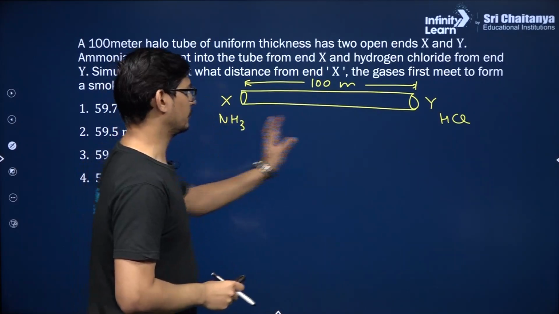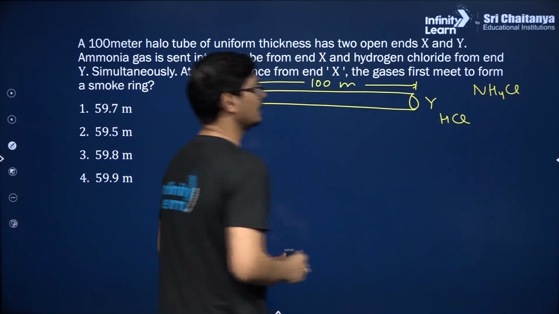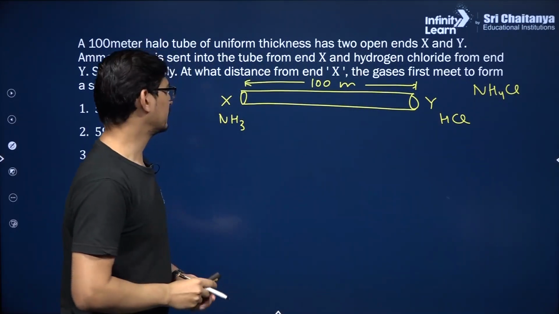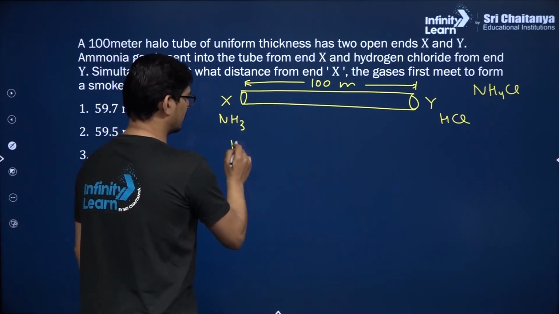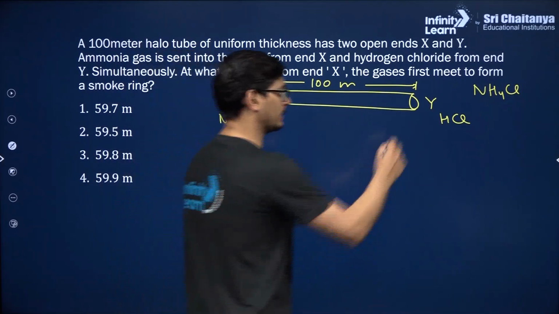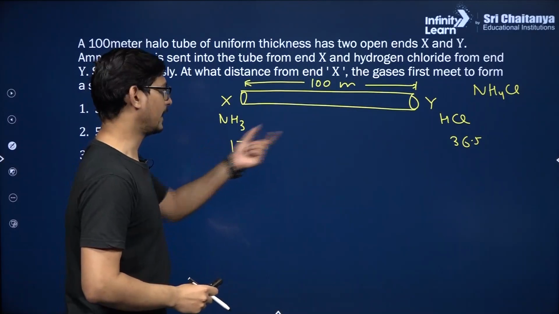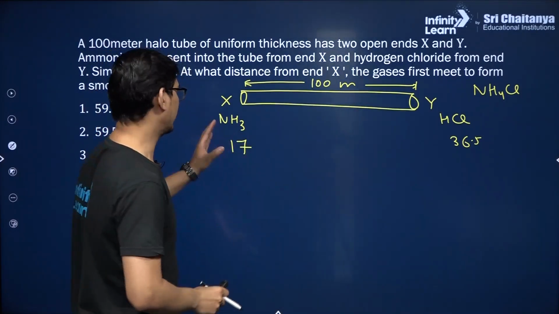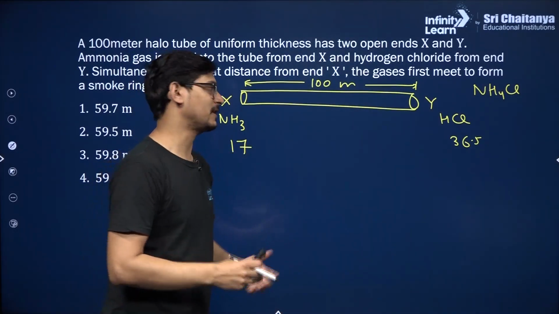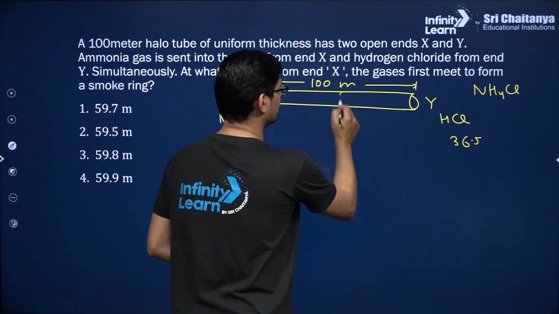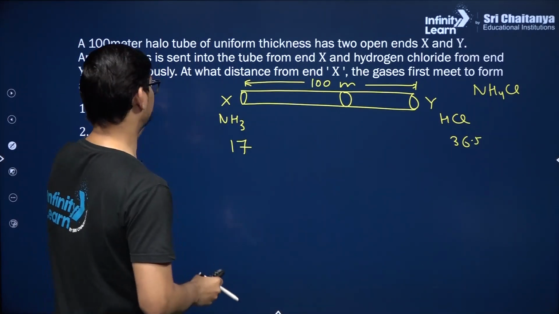So basically what happens when ammonia and HCl react, they form white fumes of NH4Cl. Now as per Graham's law of diffusion, rate of diffusion of a gas is inversely proportional to the square root of its molecular mass. Molecular mass of ammonia is 17 and that of HCl is 36.5, right? Because HCl has a higher molecular mass, it will travel slower, and ammonia has lower molecular mass, so it will diffuse faster. That means the ring will be formed closer to HCl, right? The question is at what distance from end X, that is from ammonia.